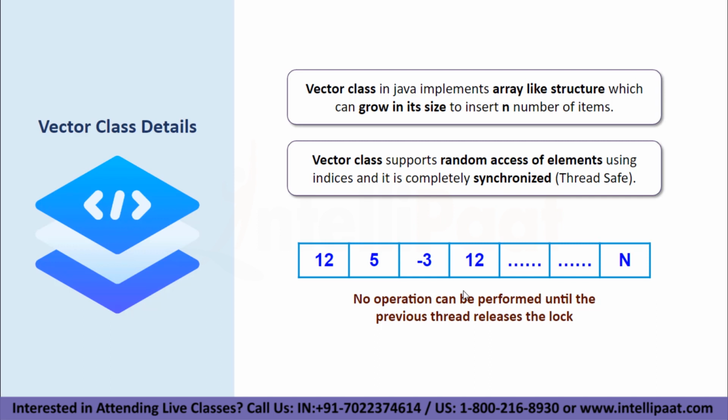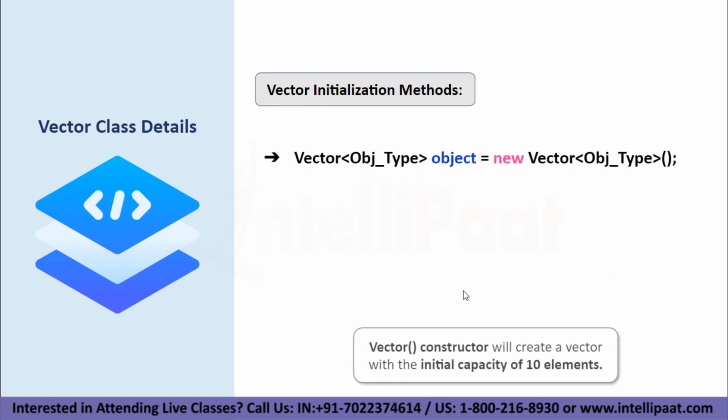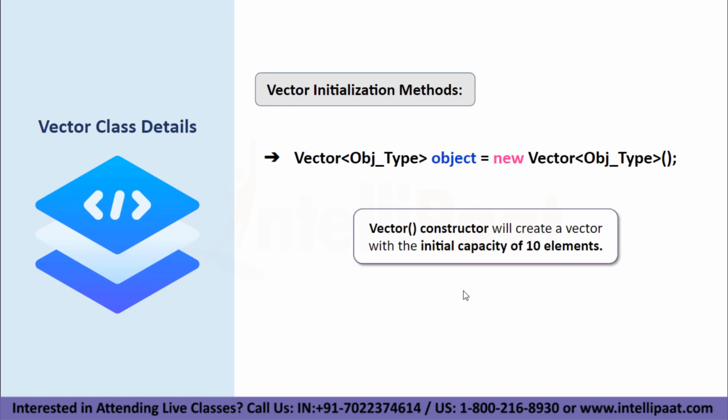Let's discover the different ways to construct the vector class. The first and easiest way to construct the vector is very simple. We'll just have to create a new object of the vector class. However, this will create a vector with the initial capacity of 10 elements. But don't worry about that, because if you insert the 11th element, the capacity will automatically get doubled.